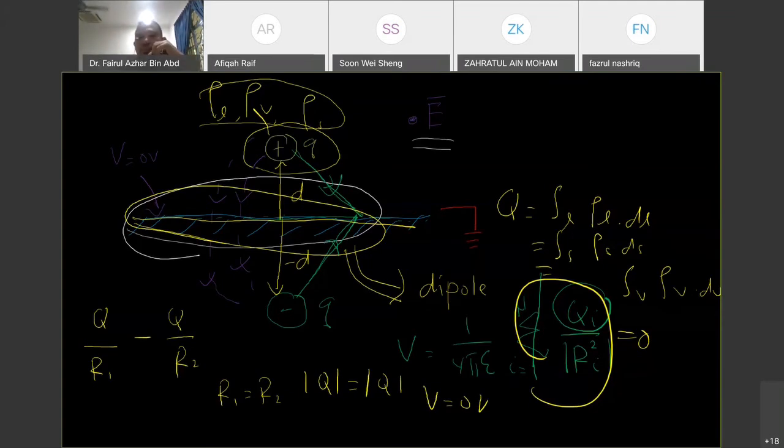Is it clear for you, the image method? When we set up an image charge, every time you put the image charge, you need to check the voltage here, whether the voltage is really 0 or not. Is there any question regarding the image method?